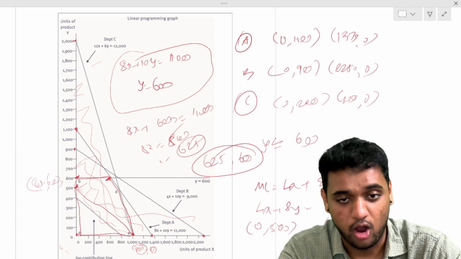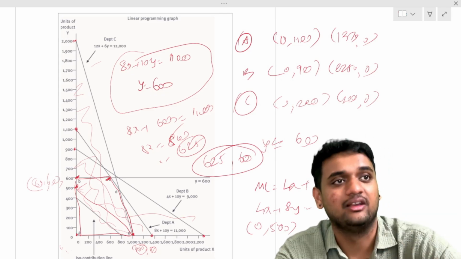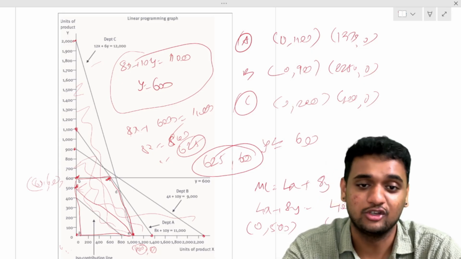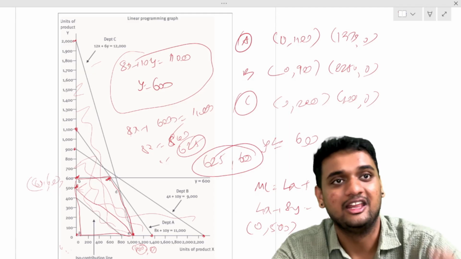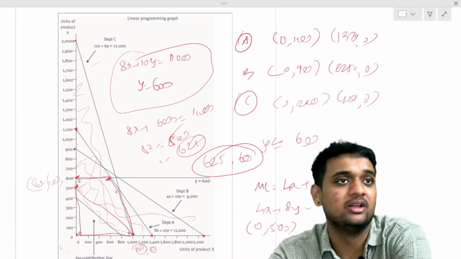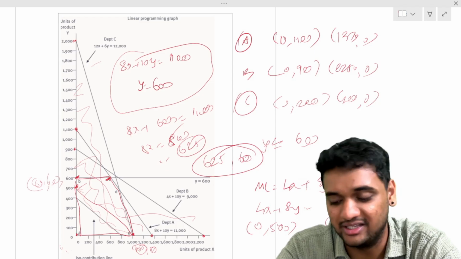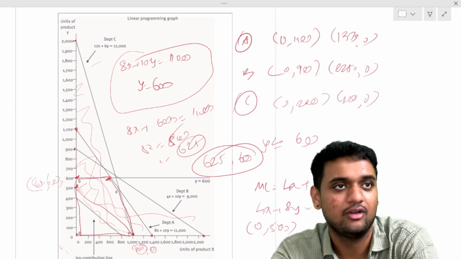Listen to me. All these equations take into consideration all the limiting factors. In A we have only 11,000 hours. In B we have only so many hours. In Y we can sell only 600 units. Taking all these into consideration will give us an answer. So it's saying we have to produce 625 units of X and 600 units of Y.